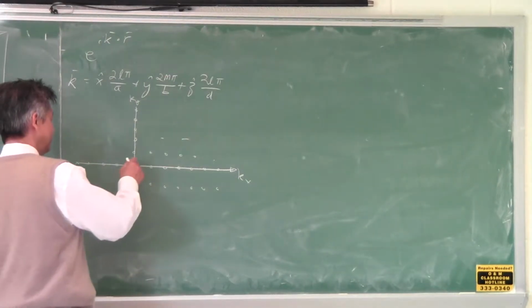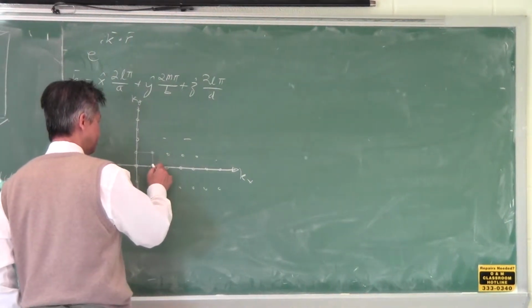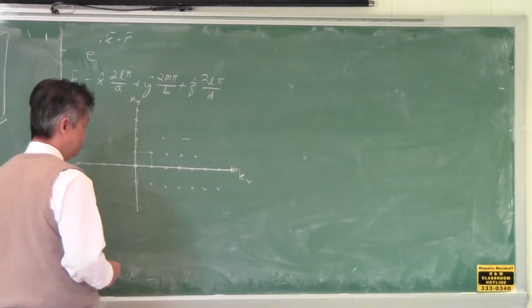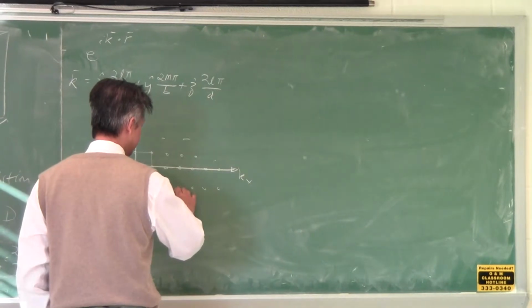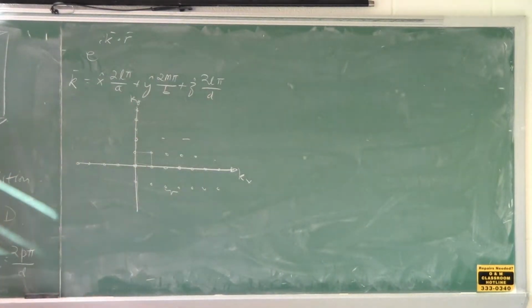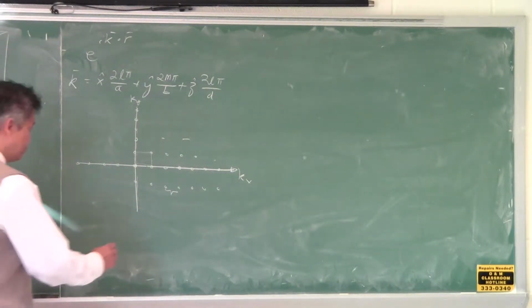And then the size, the occupational area of each mode can be estimated because we know this spacing. We know the mode spacing in the x direction. The mode spacing in the x direction is 2 pi over a.